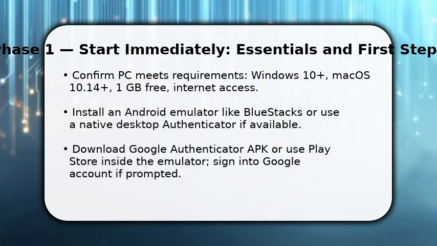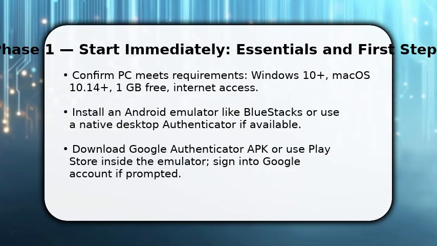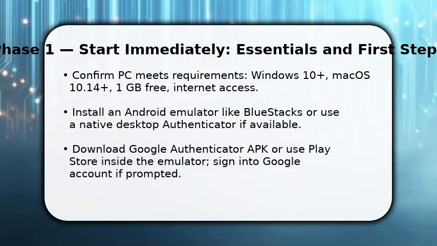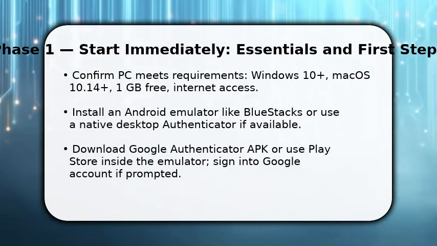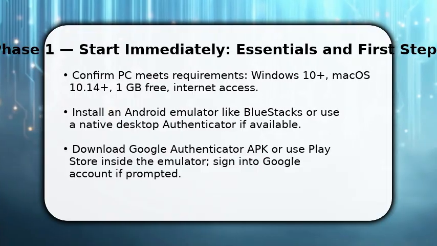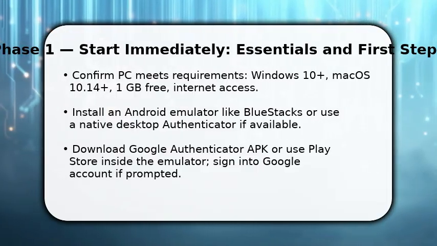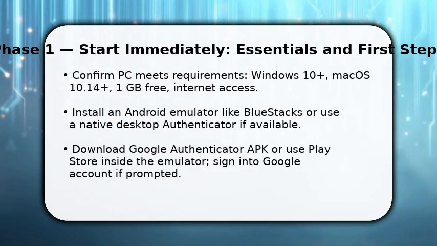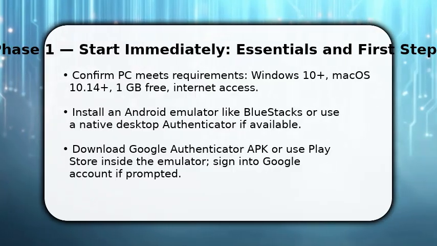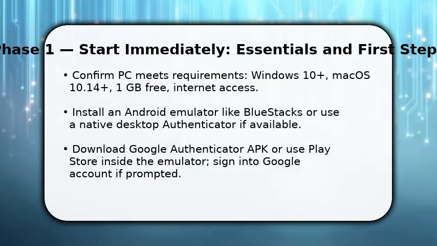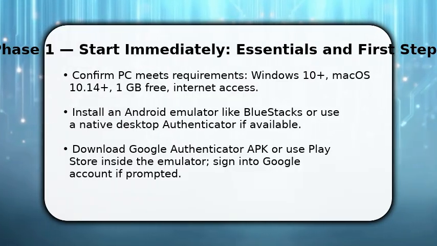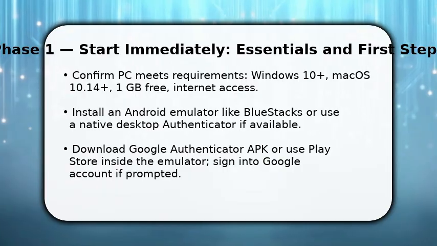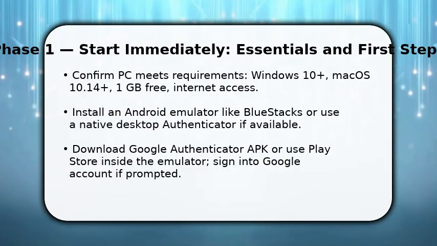You begin by preparing the environment. Install an Android emulator like BlueStacks, or choose a native Windows/Mac OS Authenticator. Make sure your PC has internet and at least 1 GB free so installation runs smoothly. Once the emulator is installed, open its Play Store, sign into your Google account, and download Google Authenticator. This step sets the stage. Without the app, you cannot generate codes locally. So verify the app launches, and you can access its setup screen.